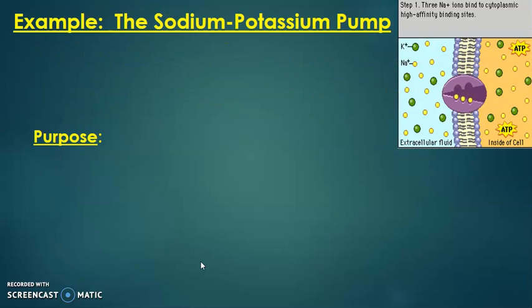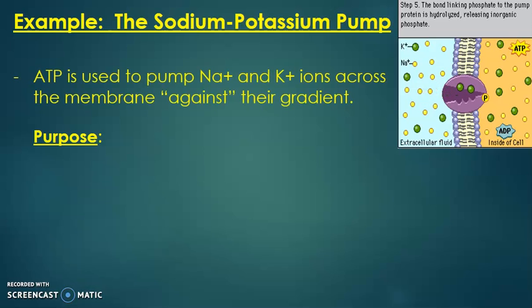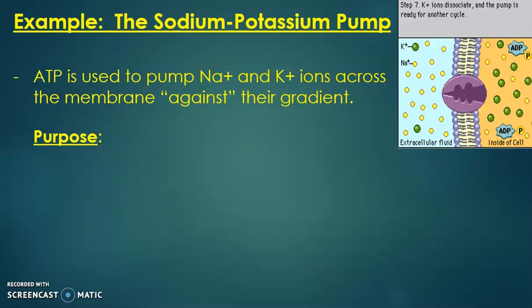One example of active transport, there's tons of different examples. We're going to focus on one of the most commonly taught ones, and that is the sodium-potassium pump. Now, with the sodium-potassium pump, you're going to use an integral membrane protein to help pump sodium ions against their gradient, as well as potassium ions against their gradient across the lipid bilayer.